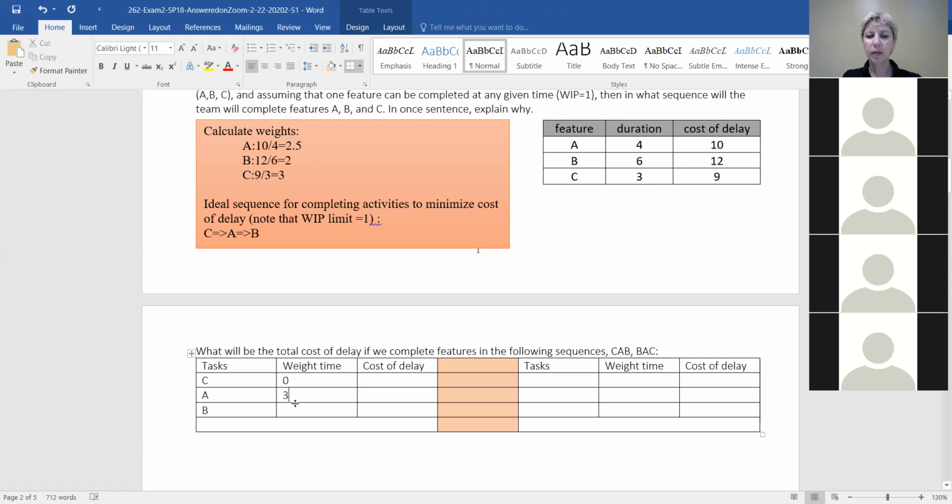Zero. A is waiting for 3 days. B is waiting for A and C, a total of 7 days. Perfect. Cost of delay for C would be 0. Cost of delay for A would be 3 times 10. Cost of delay for B would be 7 times 9, 63. And a total of 93 here.